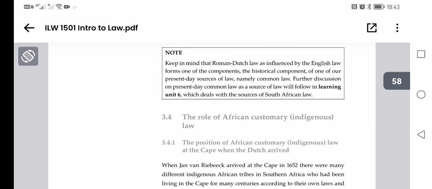Note: keep in mind that Roman Dutch law, as influenced by English law, forms one of the components, the historical component, of one of our present-day sources of law, namely common law. Further discussion on present-day common law as a source of law will follow in Learning Unit 6, which deals with the sources of South African law.